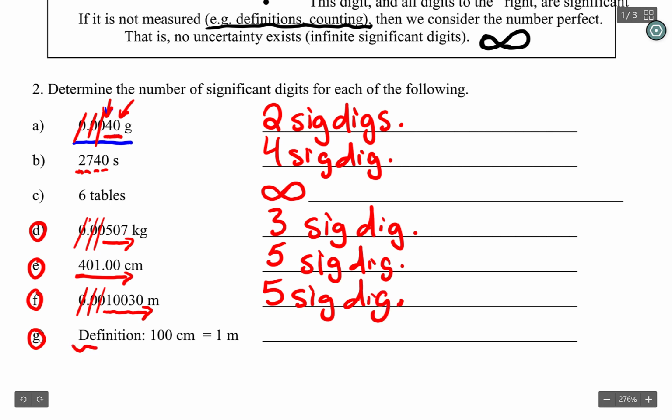Now, anything which is a definition or something that we literally count is an exact value, and we do not have any uncertainty. This is infinitely correct. This is infinitely accurate. 1 meter is exactly 100 centimeters, and that is infinitely correct, so I do not have a number of significant digits.